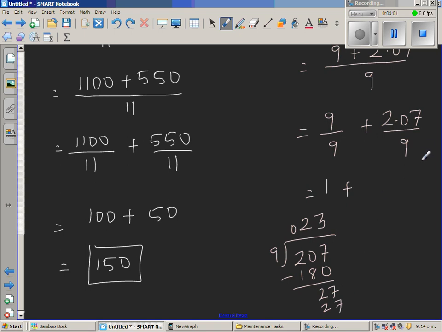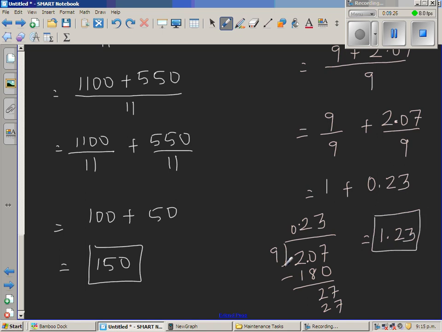Here, you have got two digits after the decimal place, so you have to place the decimal point there. So this is 1 plus 0.23. So the final answer will be 1.23.